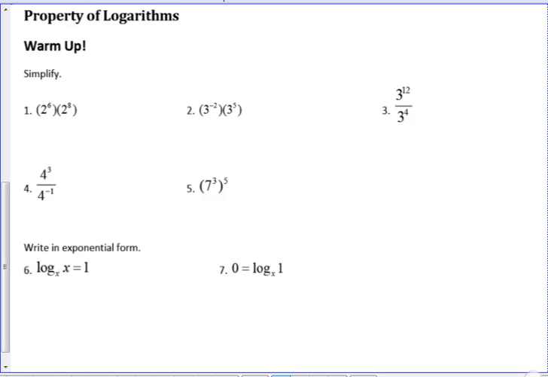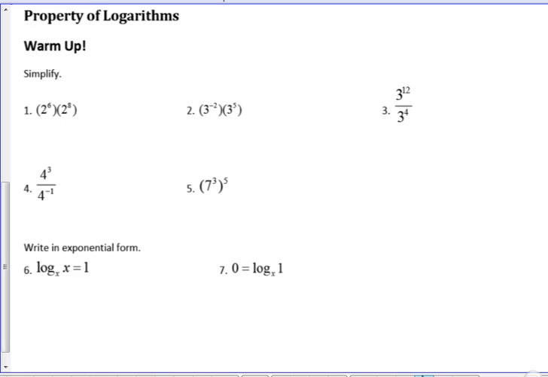All right, so I gave you a warm-up that involved exponentials and their properties. We said the reason why we're doing this is because logarithms are exponentials. They're equal to the exponent that you can't solve for. So properties of exponents are going to apply also to logs.